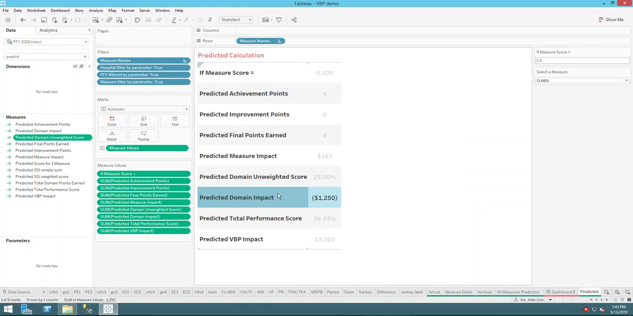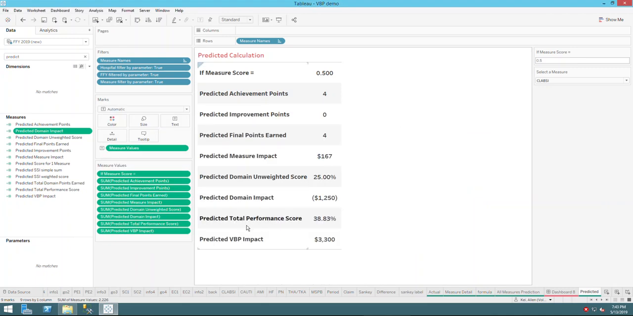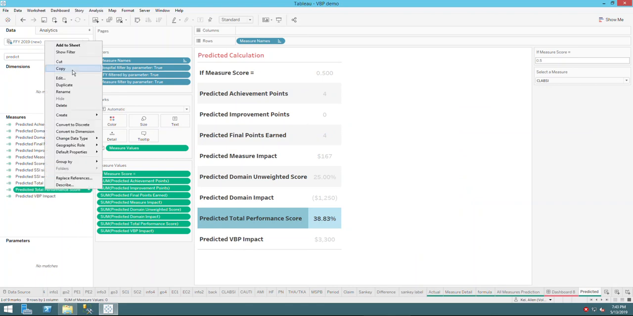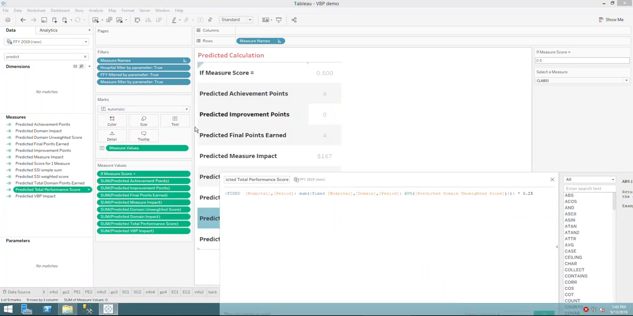And then predicted domain impact. Basically, it's just the payment minus the contribution. And then the predicted total performance score is the same thing. So now I'm talking about the technical parts in Tableau.